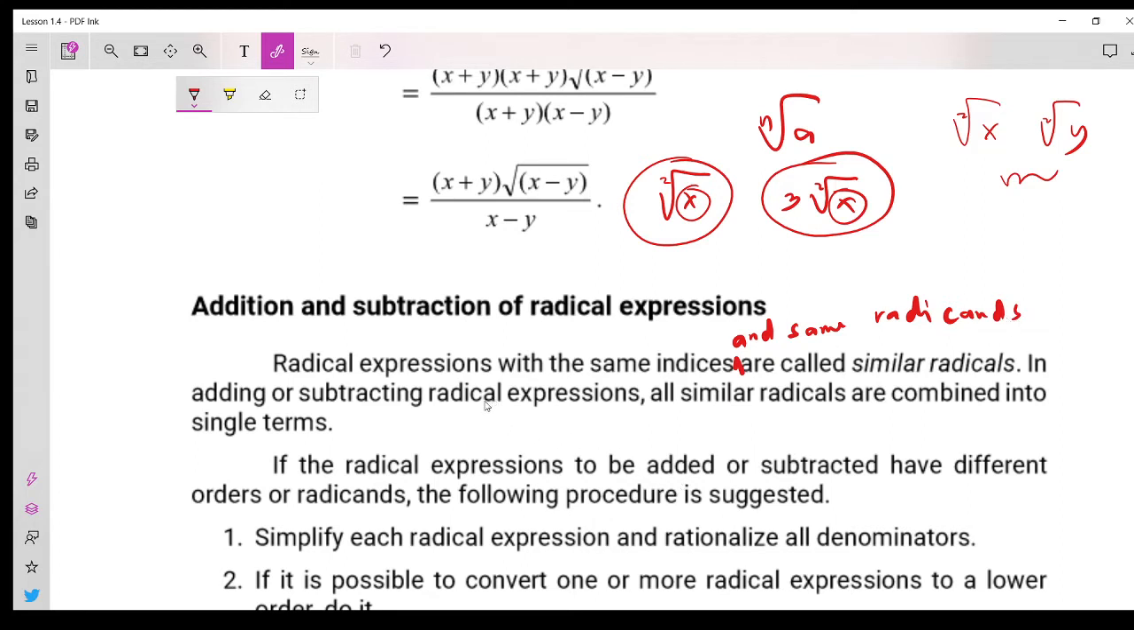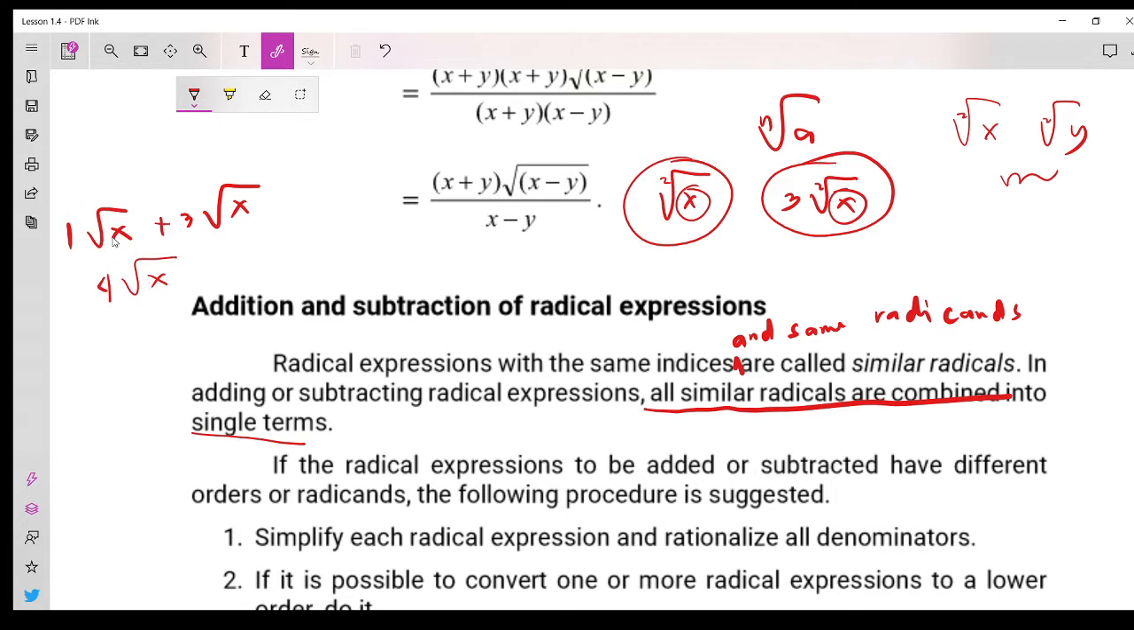In adding or subtracting radical expressions, all similar radicals are combined into single terms. Or in other words, we're just going to add the numerical coefficients of the similar radicals to be combined into single terms. So for example, if you have square root of x plus 3 times square root of x, these two, again, are similar radicals. We're going to make it into a single term just by adding the numerical coefficients of the two radicals. So 1 plus 3, it's 4. So you have 4 square root of x.